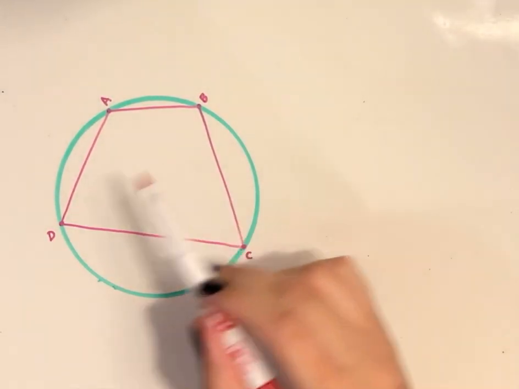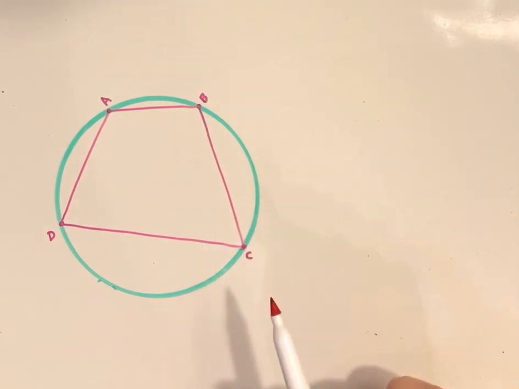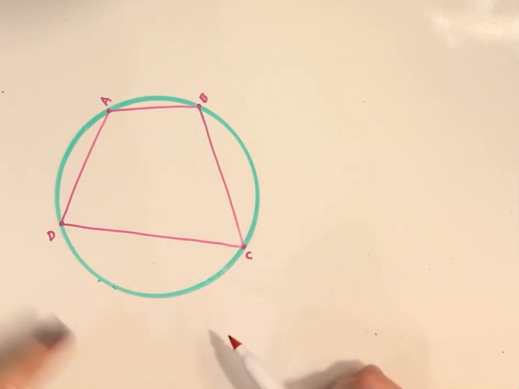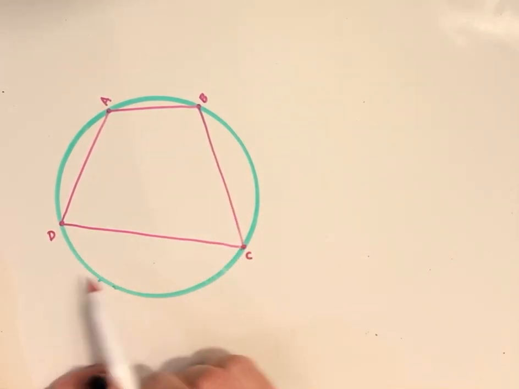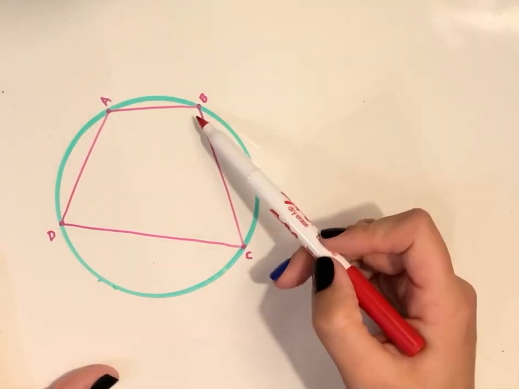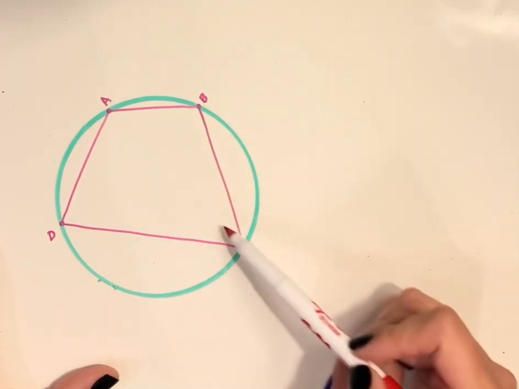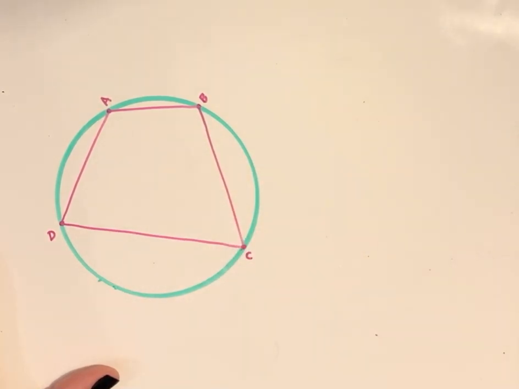So here we have this green circle and there's a quadrilateral inscribed in a circle. As a reminder, if a polygon is inscribed in a circle, it means every single vertex of that polygon lies on the circle. So here A, B, C, and D are the four vertices which are all on this green circle. Now, there's a special relationship that exists between the angles opposite each other in a quadrilateral inscribed in a circle.